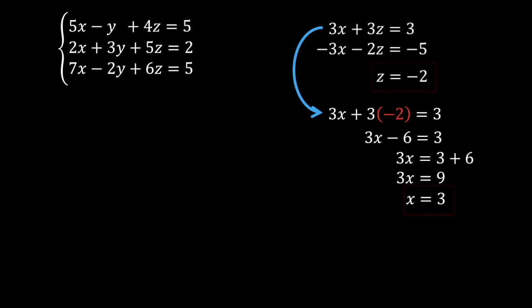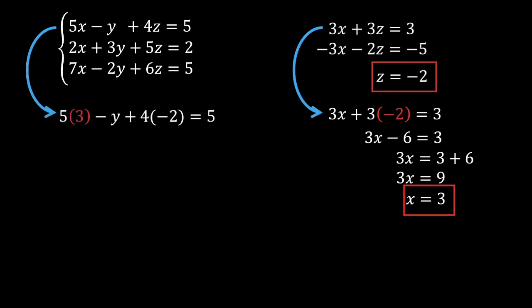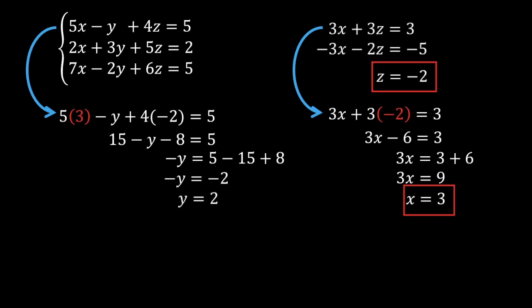Since I now know the value of z and x, I can now choose from either of these 3 equations to solve for y. Let's use the first equation. Substituting, I get 5 times 3 minus y plus 4 times negative 2 equals 5. Simplifying, we have 15 minus y minus 8 equals 5. Subtracting 15 and adding 8 to both sides, I get negative y equals negative 2. The value of y then is positive 2. We now have the values of x, y, and z, and we have now solved the system.